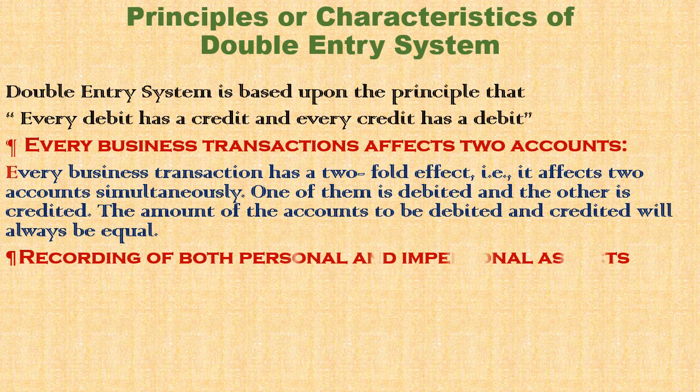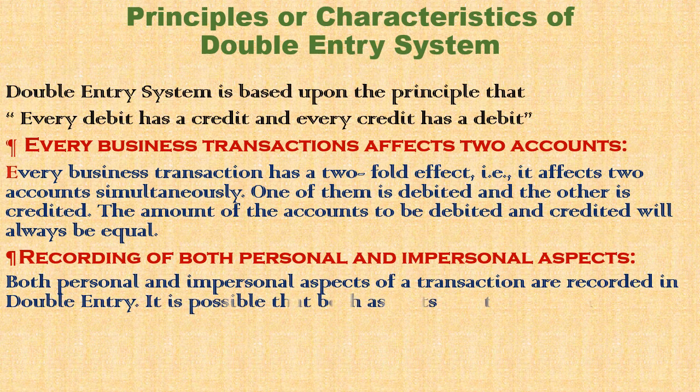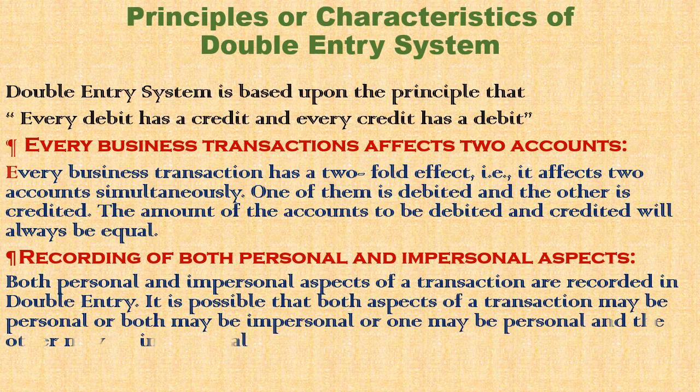Next we have recording of both personal and impersonal aspects. Both personal and impersonal aspects of a transaction are recorded in the double entry. It is possible that both aspects of a transaction may be personal, or both may be impersonal, or one may be personal and the other impersonal. Now you may be getting confused with personal and impersonal. Very soon we will learn about this in the same video.